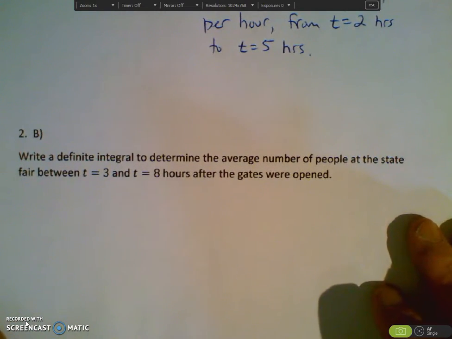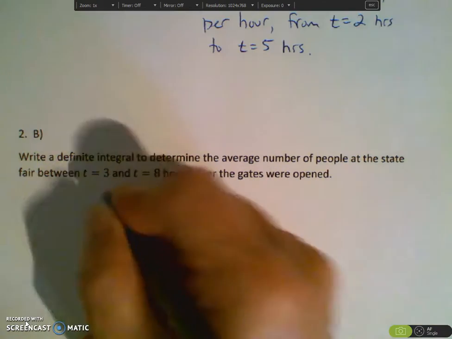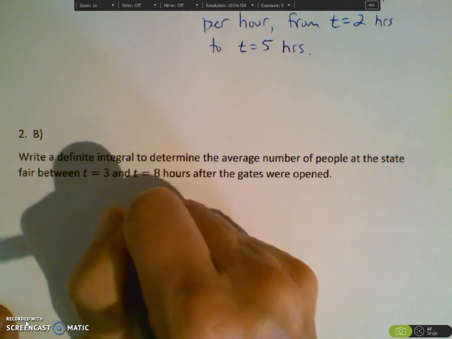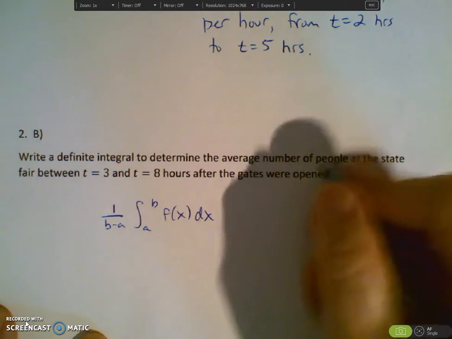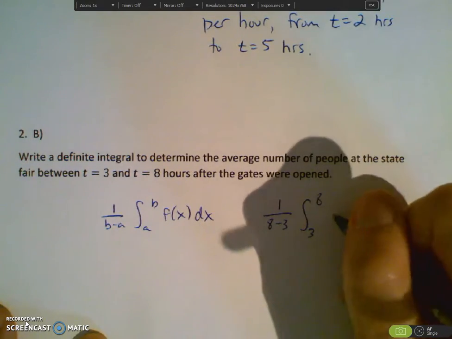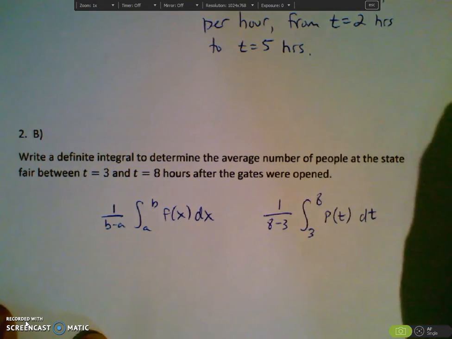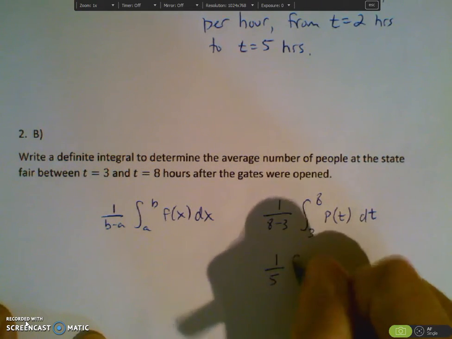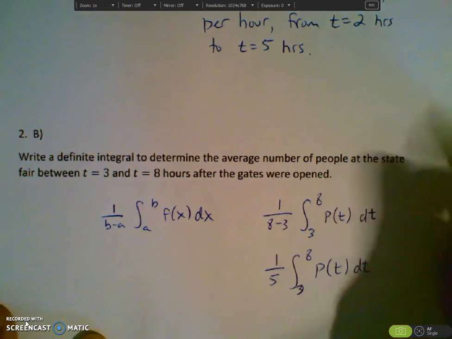A follow-up question says to write a definite integral to determine the average number of people at the state fair between 3 and 8 hours after the gates were opened. So, I know to find an average value, I need to use an integral expression in this format. For this particular problem, I'll have 1 over 8 minus 3, integral from 3 to 8, P of t, because I'm looking for the average number of people, dt. I could obviously simplify this and write my answer like that.